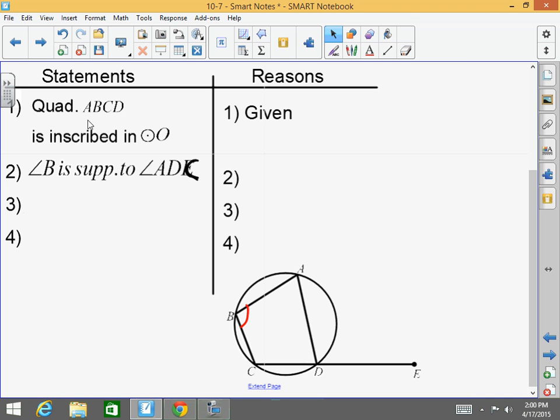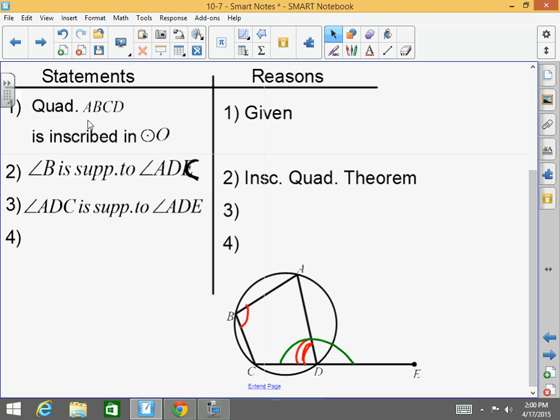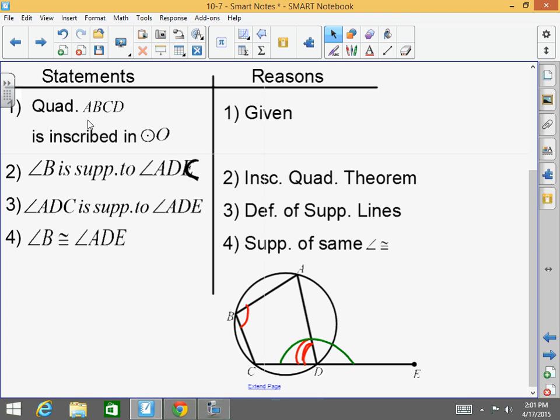Oh, a lot of mistakes today. My bad. Okay? So they're not congruent, but they are supplementary. Why? Because of the inscribed quadrilateral theorem. Then, where can we go from there? ADC is supplementary to ADE, absolutely, because definition of supplementary lines. And then I want to prove that angle B is congruent to angle ADE. Supplements of the same angle are congruent.